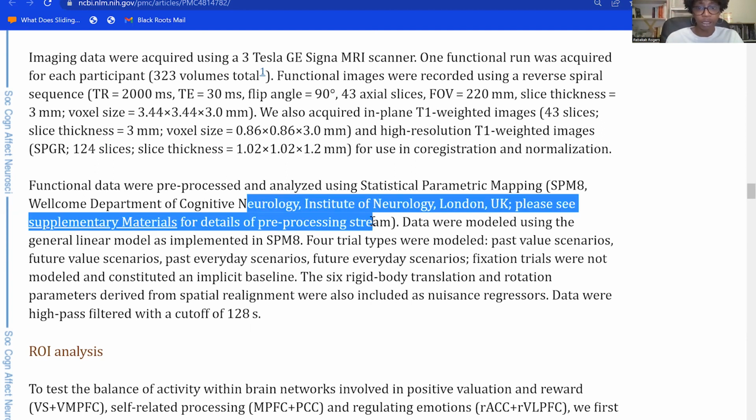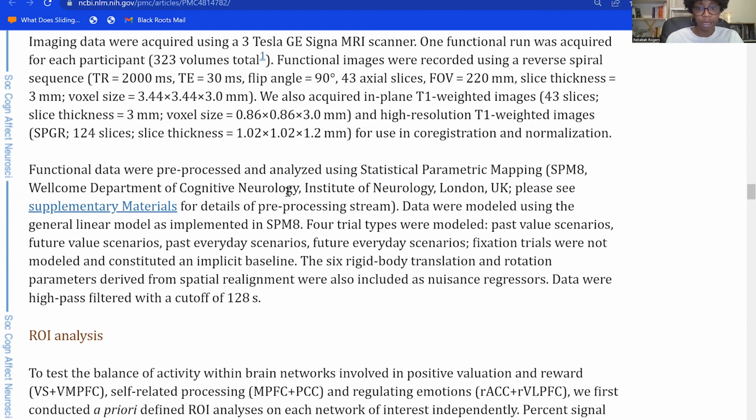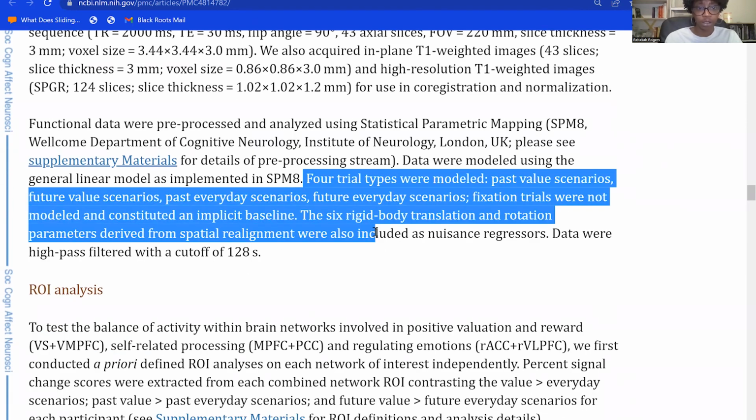Okay, supplementary materials, data modeled, four trial types modeled, past. Fixation trials not modeled constitute an implicit baseline. Cool. So they talk about the structure.